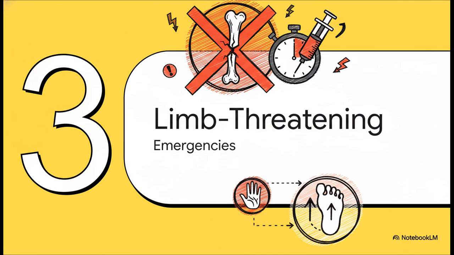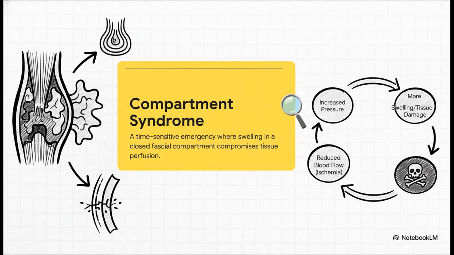All right, let's shift gears and talk about the true time-critical, limb-threatening emergencies. These are the big ones. The conditions where the clock is literally ticking, and your rapid diagnosis is the only thing standing between the patient keeping their limb or losing it. And number one on that list has to be compartment syndrome. It's just a terrifying vicious cycle.